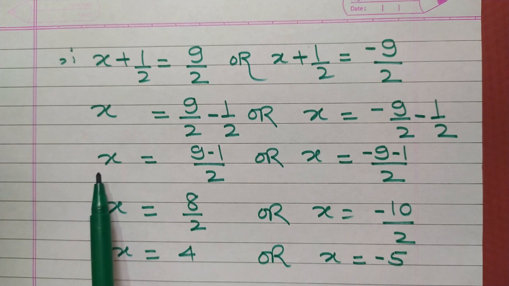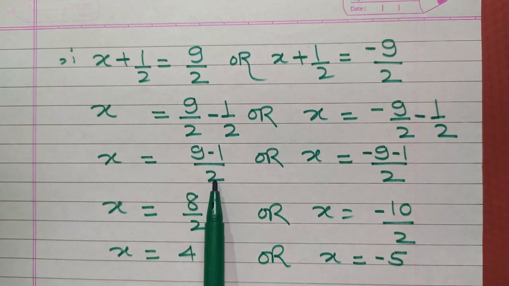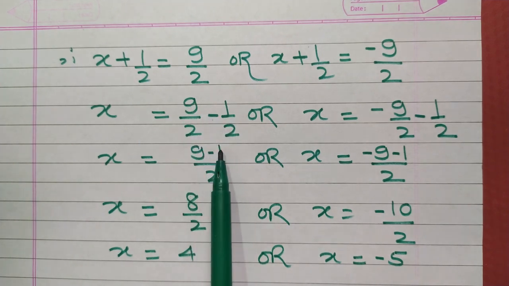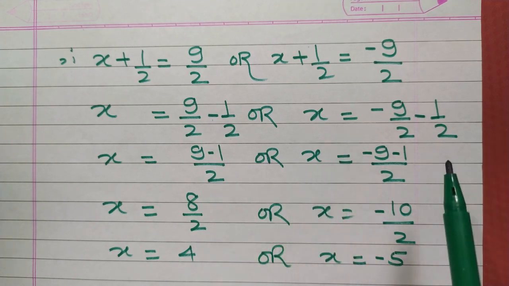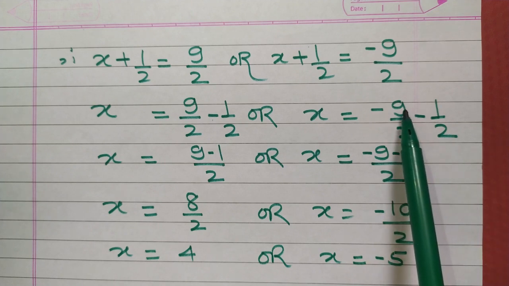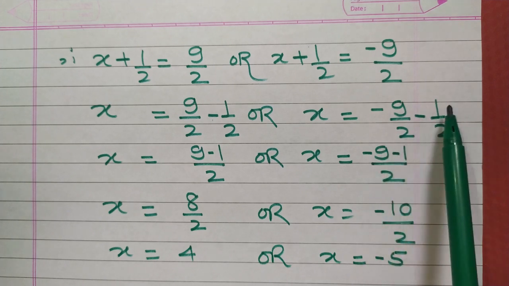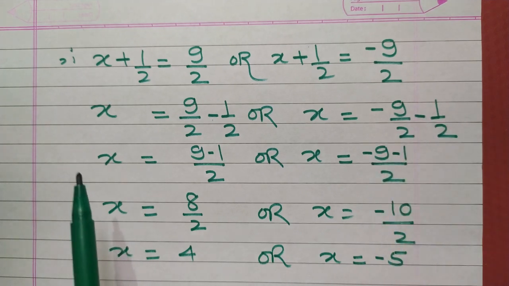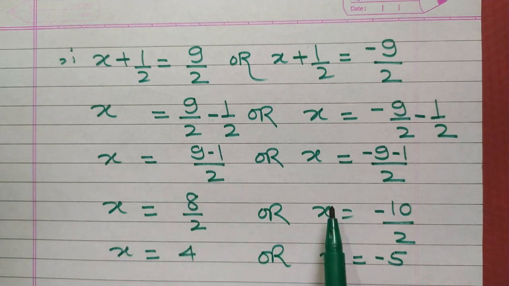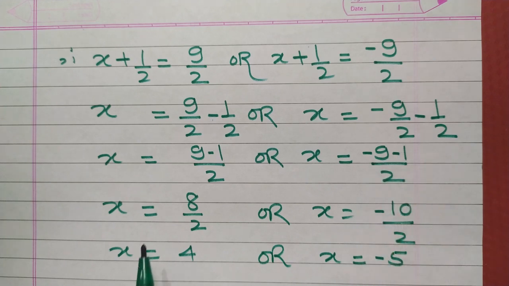Therefore, since these two numbers have the common denominator 2, I have taken 2 common, and it will be subtraction of only the numerators. So x is equal to 9 minus 1 upon 2, or x is equal to minus 1 minus 9 upon 2, the same thing with common denominator 2. So x is equal to 8 upon 2, or x is equal to minus 10 upon 2.